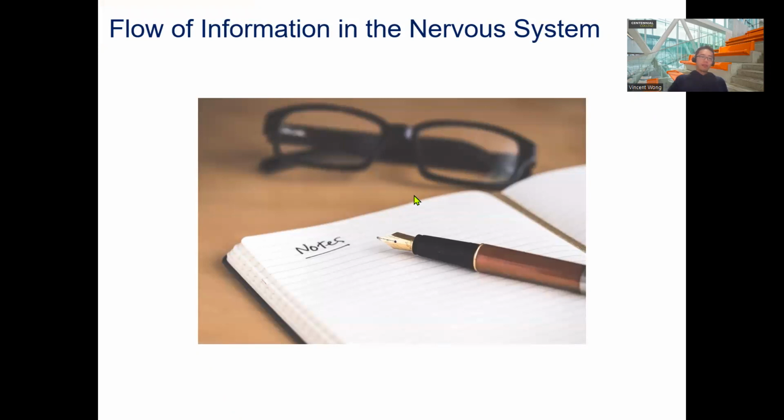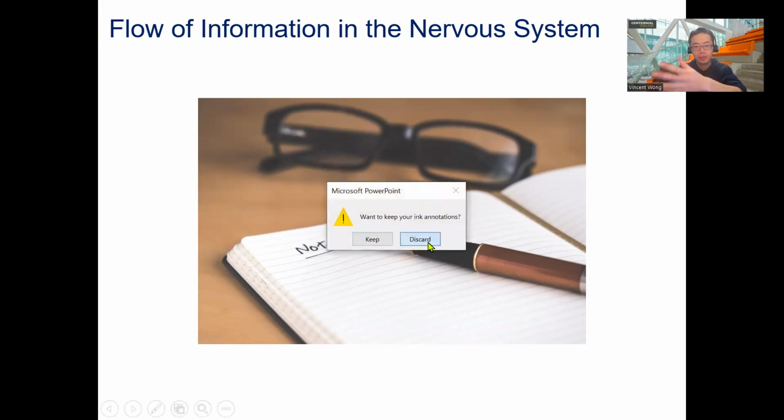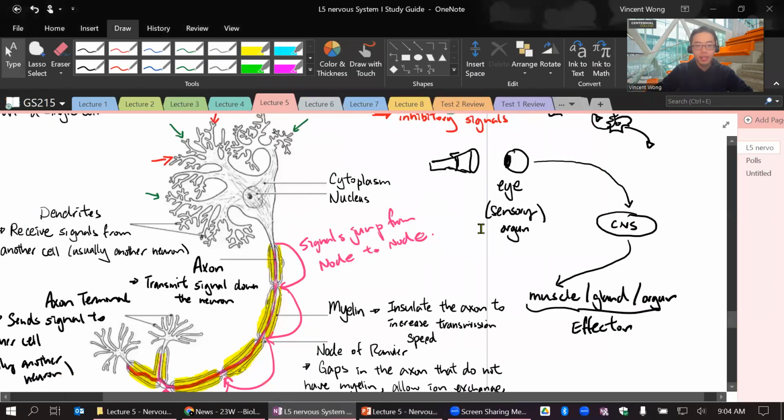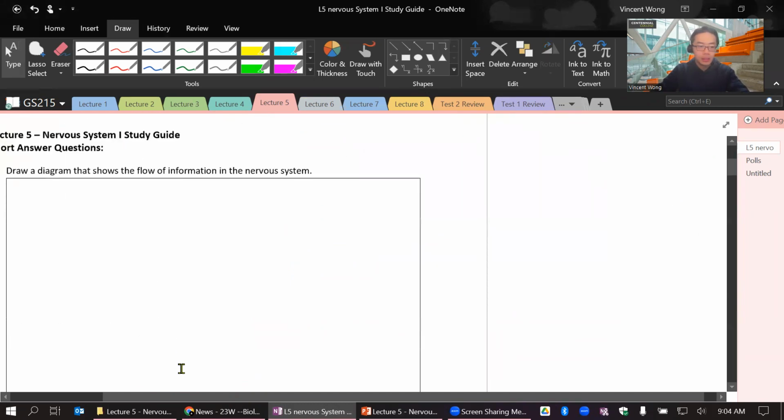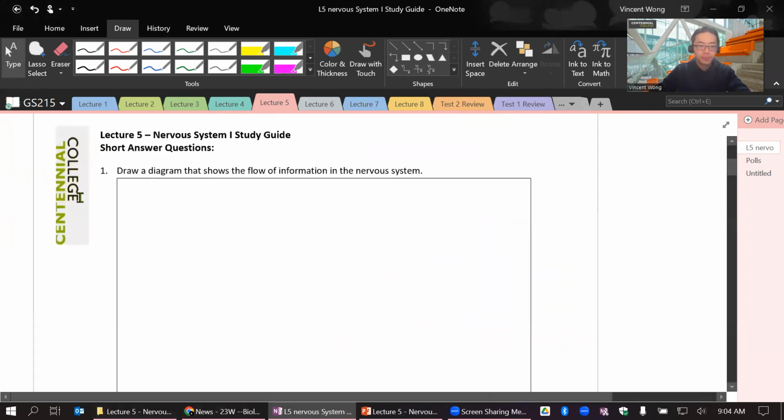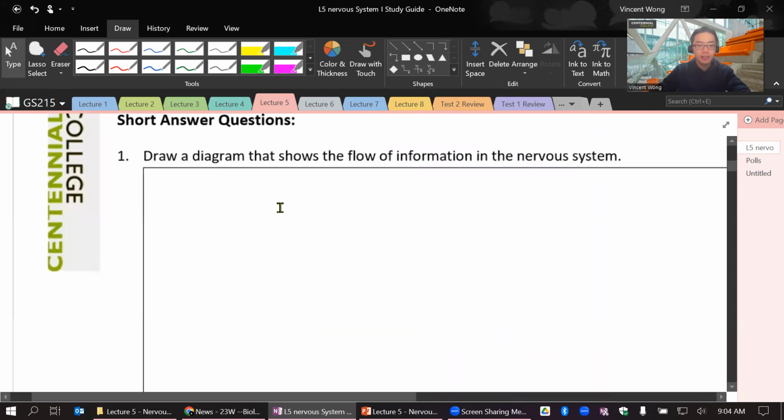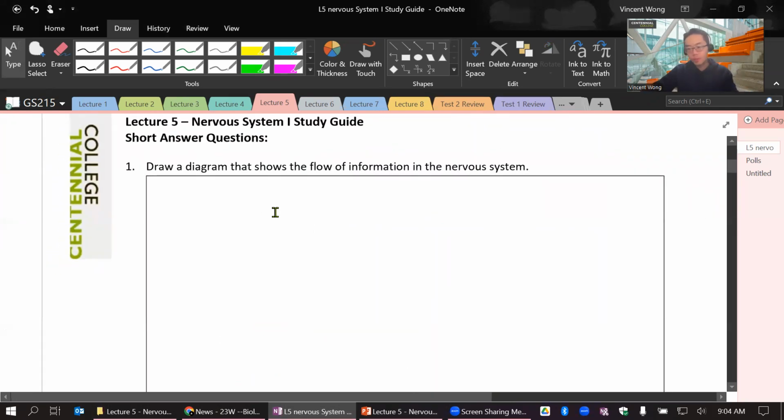Okay, flow of information in nervous system. This is a long note. It's an elaboration on the whole eyeball thing that I was talking about. So let's go back to our study guide here, and we will draw it out. This is the first page. You can draw it on a separate piece of paper, and then make it look nice later on.